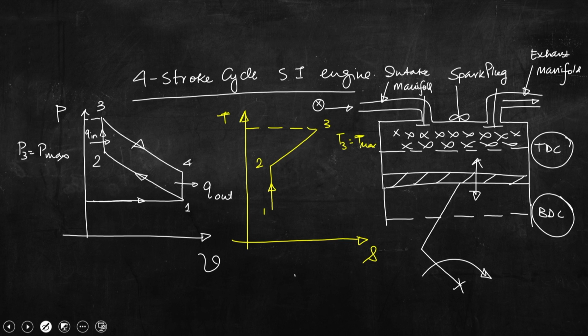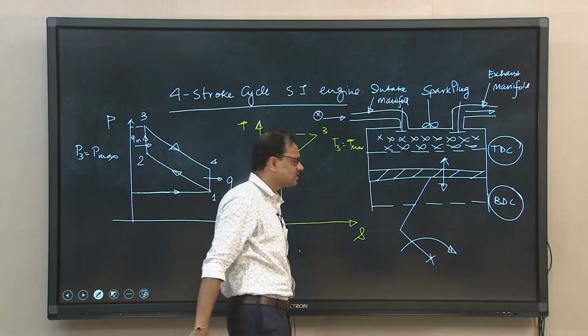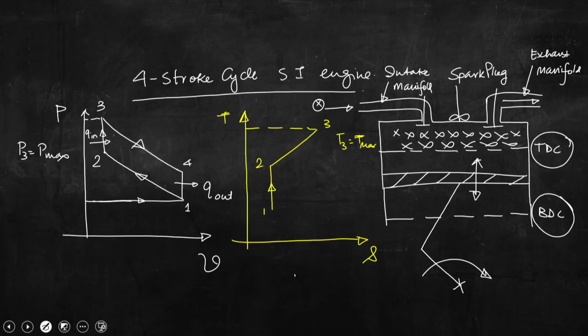T3 is T max, and then 3 to 4, you can see that again 3 to 4 is basically an expansion process. So, isentropic expansion. So, this is the process, and 4 to 1, as I said, is heat rejection.